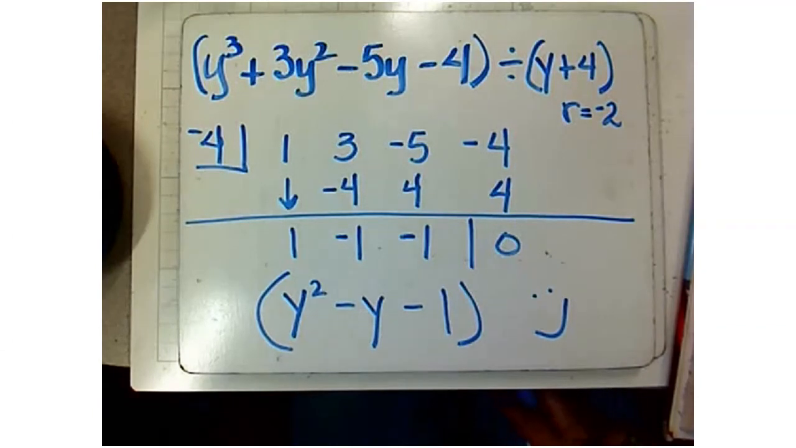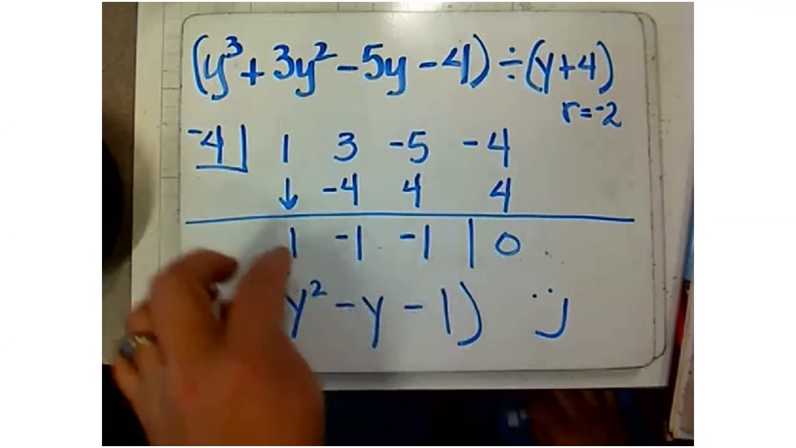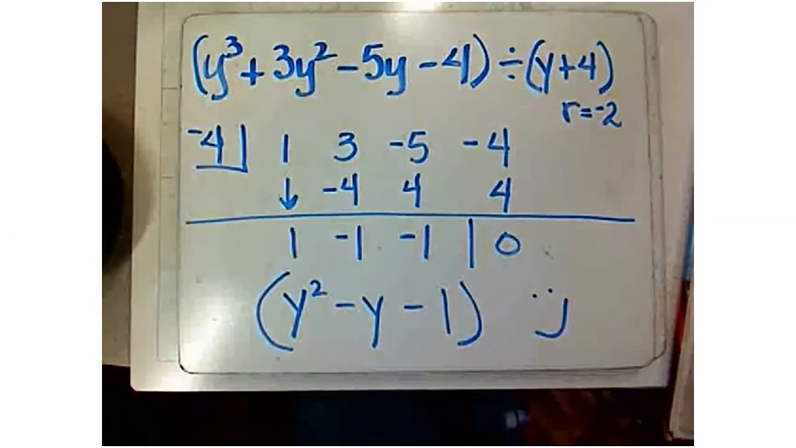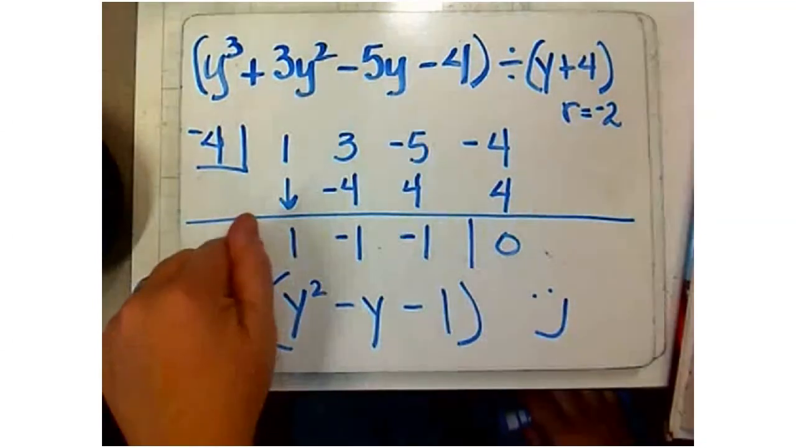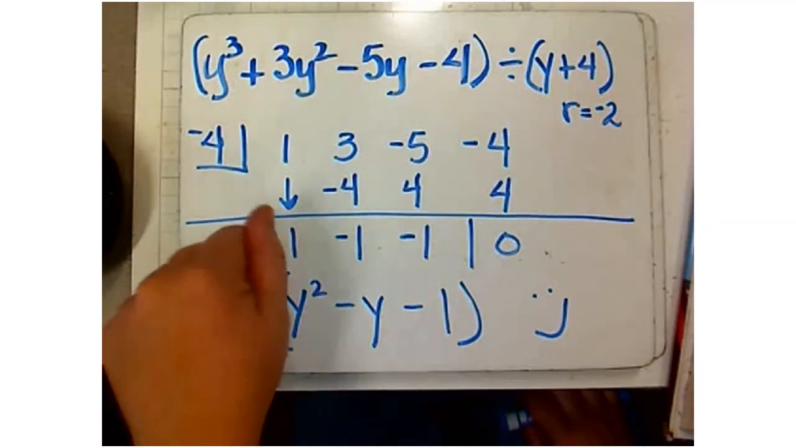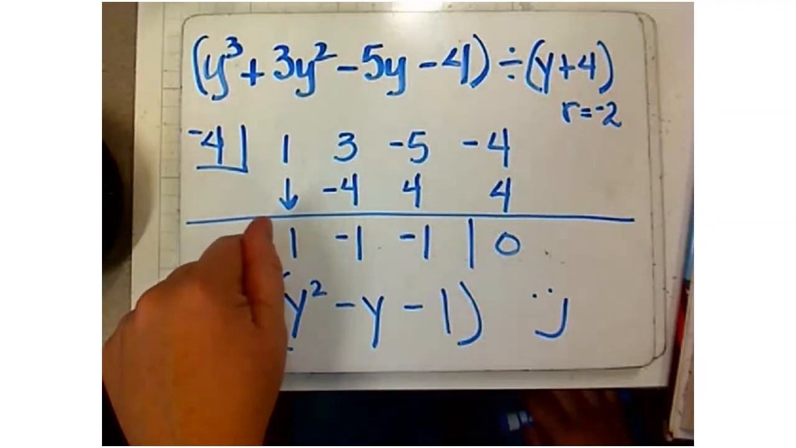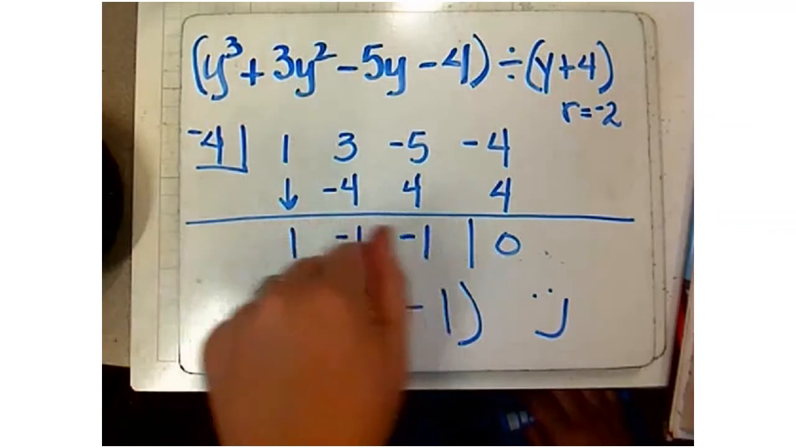Minus 1. Not the numbers above the line. No, minus 1. What is your answer? Down below your line, you have a 1, -1, -1, right? That's your answer. You concentrate on that. Below the line, that's your marker. That's your answer. 1, -1, -1.